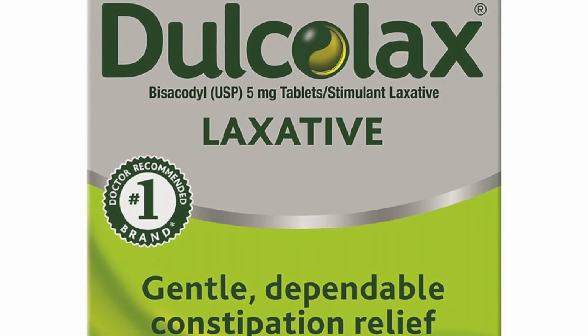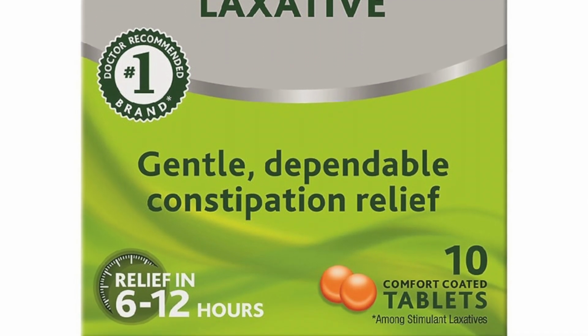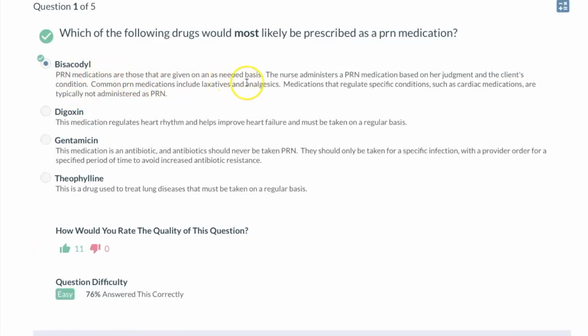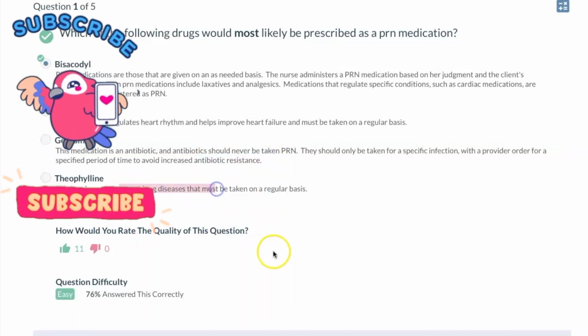So this is a knowledge-based question. It's probably going to be easy on the rating. This would be your best option because if it's a laxative, it's only on there to be given as needed. PRN medications are those that are given on an as needed basis, and the nurse administers a PRN medication based on her judgment. Common PRN medications include laxatives and analgesics. Cardiac medications are typically not administered as PRN, and this is a cardiac medication. This is an antibiotic. Antibiotics should never be taken PRN because of antibiotic resistance, and this helps treat lung disease.